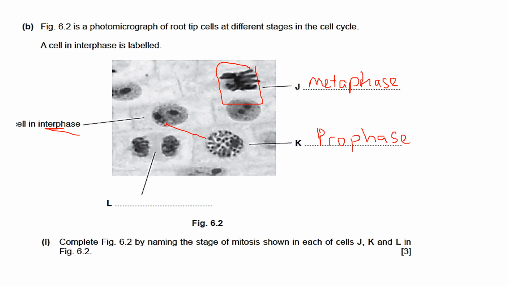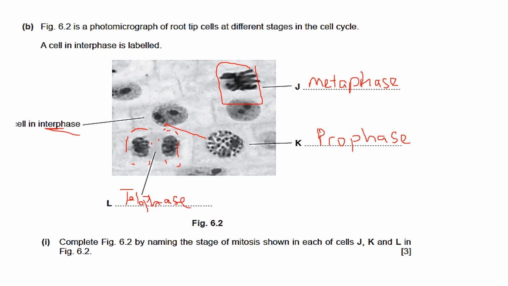And then if you look at L, you can see that the cells seem to be separating, but they don't have separate membranes around them. So in this case, that means that L is telophase, because that's the last phase of mitosis.